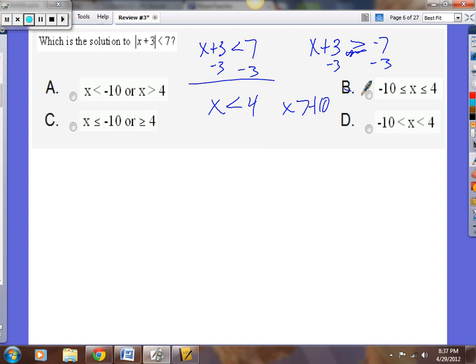So I know it's not B or C, because those have less than or equal to. So I look at A. x is less than negative 10? Nope, because x has to be greater than negative 10. So it's got to be D. We're going to go with D.